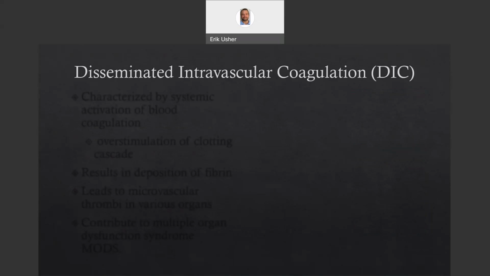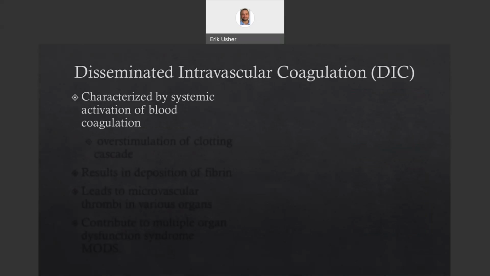So it's pretty neat. Moving on to disseminated intravascular coagulation or coagulopathy. This is one of those disease states that might ring a bell in you.